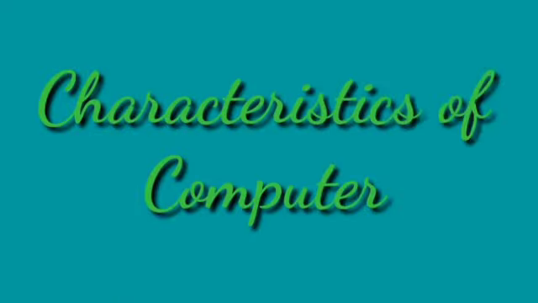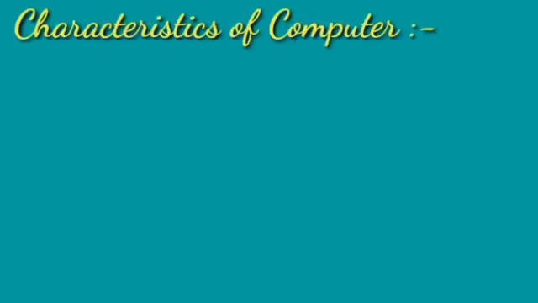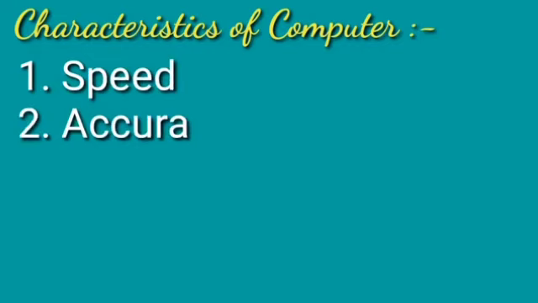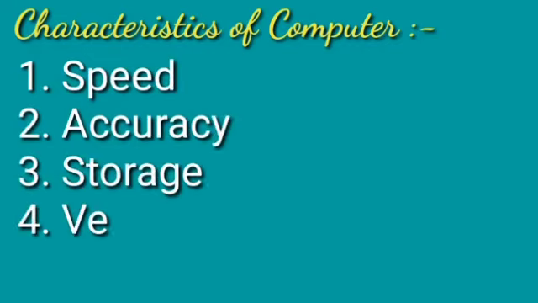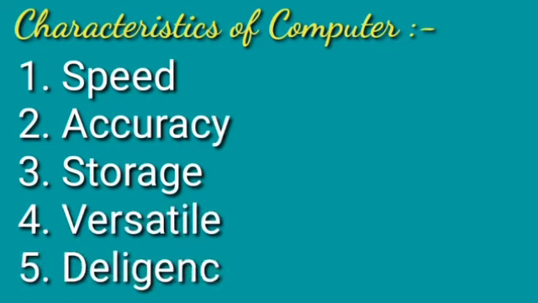Now let us look into a few characteristics of the computer. The first characteristic of computer is speed. The processing speed of computer for performing any kind of task is much more as compared to the human brain. A computer can perform millions of instructions in a single second, which a human being can't do.